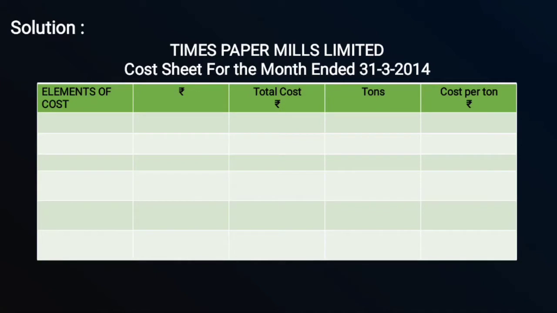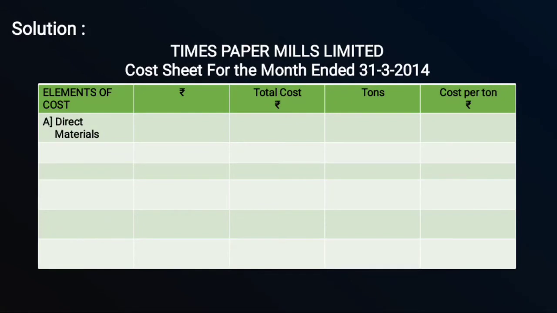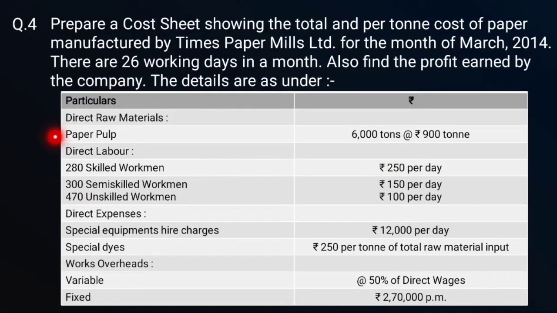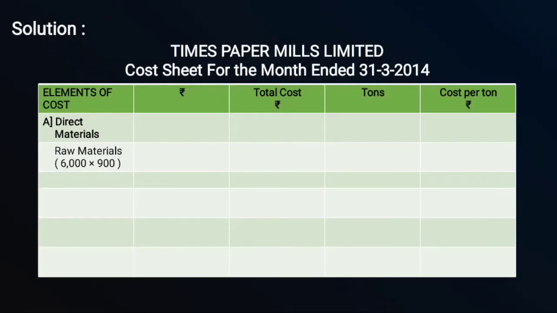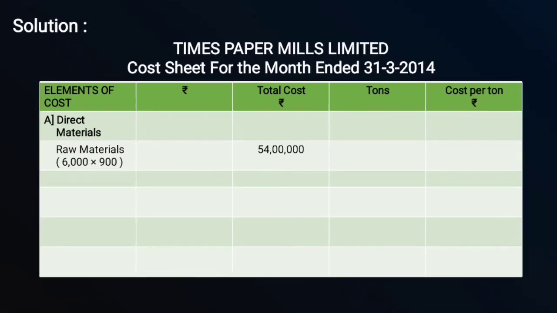So let us start preparing the cost sheet. Times Paper Mills Limited cost sheet for the month ended 31st March 2014. So first let us start with direct materials. Paper pulp 6,000 tons at the rate of rupees 900 per ton. So raw materials 6,000 into 900. So the total cost will be rupees 54 lakhs. Tons will be 6,000 and cost per ton will be 900.